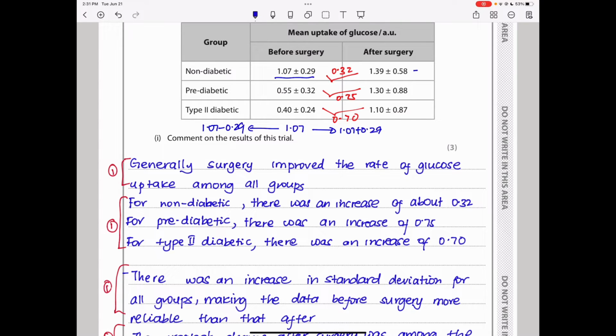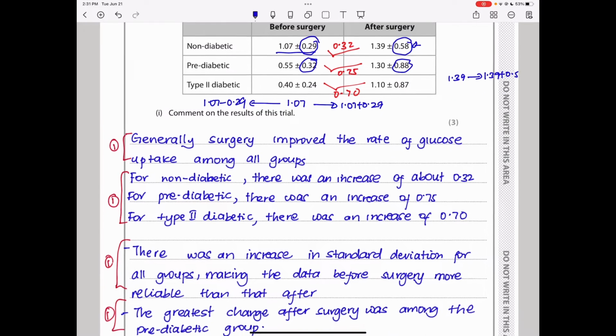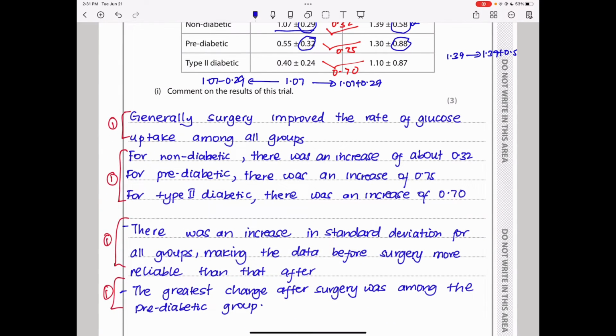However, when you look at this data here, it's going to be 1.39. Let me erase. 1.39 is the mean. The highest value is 1.39 plus 0.58. If you look at this figure and that figure, it means there is a change. The standard deviation increased for all. The difference between the highest and the lowest value became greater after surgery, meaning the results are not that reliable in comparison to the results before the surgery.